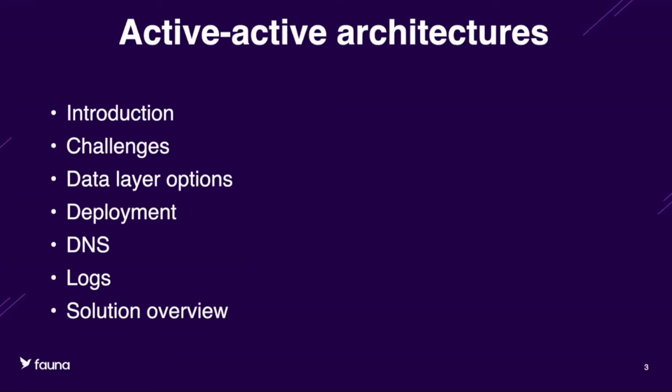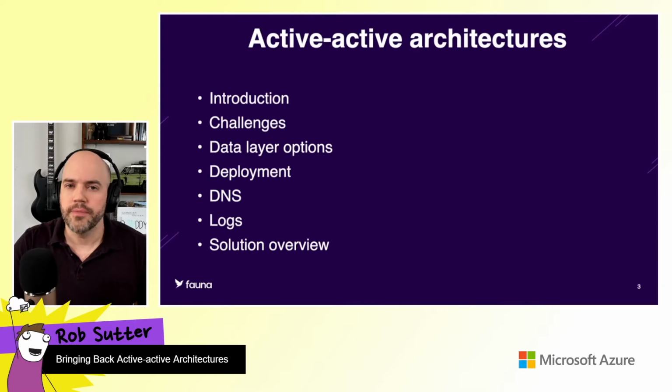Those challenges are what I call the 3Ds: your data layer option, your deployment options, and your DNS. Some are more difficult than others. And we're going to talk a little bit about log aggregation with active architectures and some generic solutions that you can provide or implement. And then again, at the end, we're going to go over some generic solutions that will give you a starting point to go build your own active architectures using major cloud service providers, up and coming cloud service providers, and naturally, Fauna.